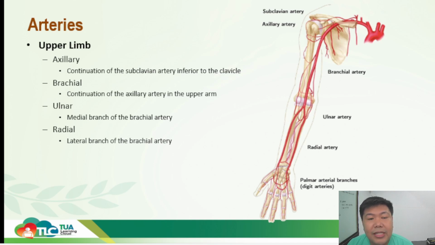The brachial will then divide into two, the ulnar artery and the radial artery. So the ulnar artery is the medial branch of the brachial artery, while the radial artery is the lateral or external branch of the brachial artery.